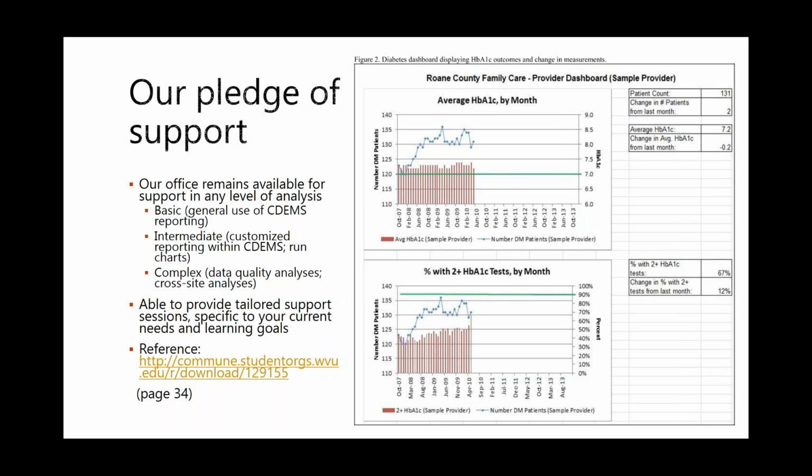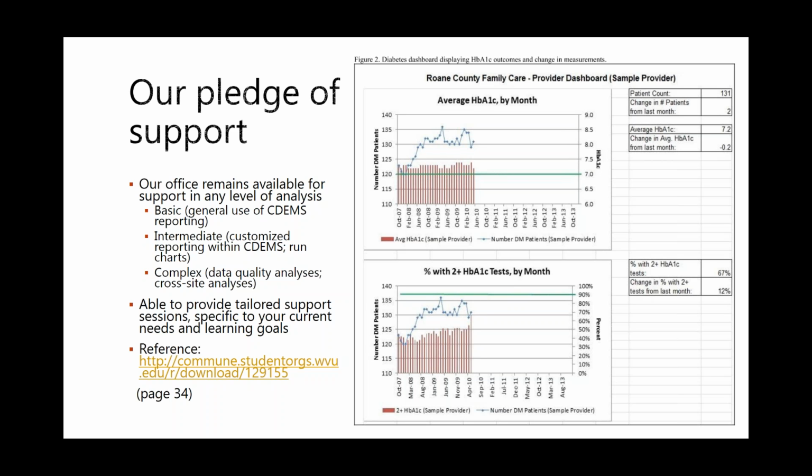The figure on the right-hand side of this slide is from an article that we published. There's a reference there on the link, but it represents an effort that we did with a smaller federally qualified health center called Roane County Family Healthcare. And in these sample data, we were displaying the number of diabetes patients each month and the average A1C per provider, and then the number of diabetes patients each month and the number of patients with 2 or more HbA1cs by provider relative to goals that that clinic had set for itself.